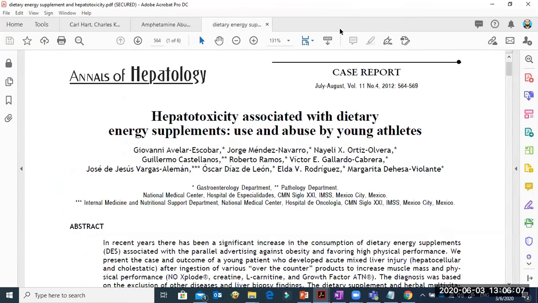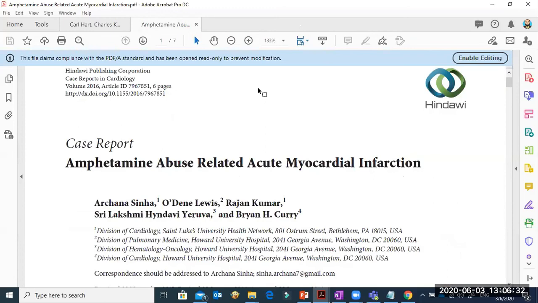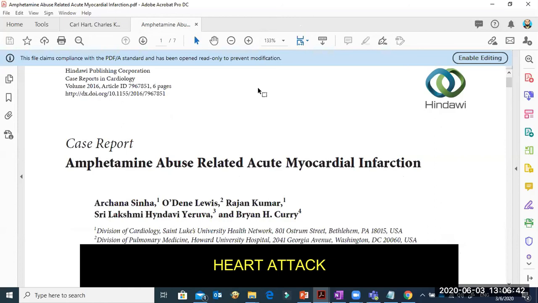Then another article that I found is on the use of energy drinks and dietary supplement energy drinks. A recent research found in 2012 that the use of excessive energy supplements can lead to hepatic toxicity. It means it can damage your liver. So you can read this paper in detail. Then amphetamine abuse is the common abuse we discussed several times in different topics. And a recent research in 2016 found that the misuse of amphetamine can lead to myocardial infarction.